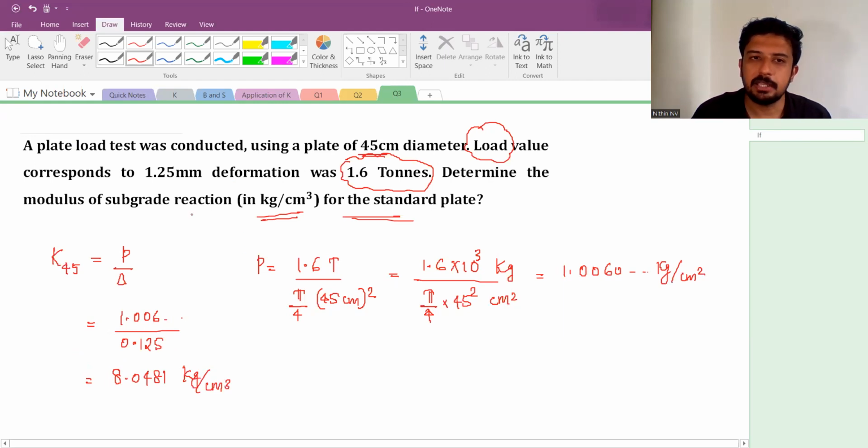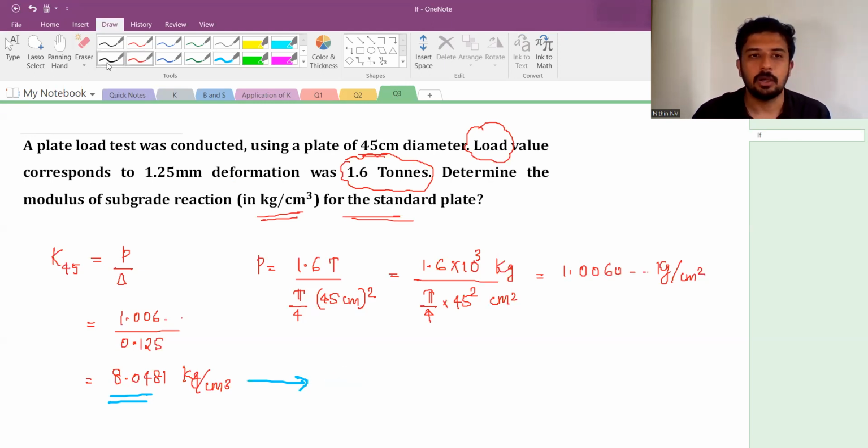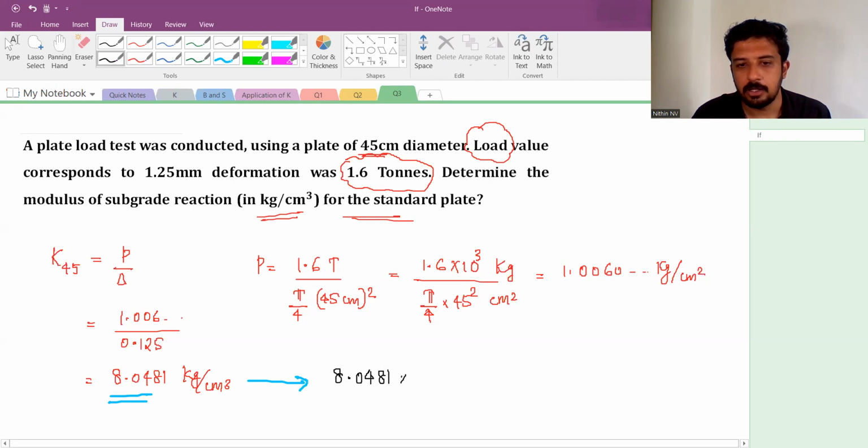Now, is there any practical application for this particular value? No, there is no practical application. Then what we need to do? We need to change it to 75 centimeter diameter. That's what we have discussed before. Now, how to do that? The obtained value, which is 8.0481, into its corresponding diameter, which is 45 centimeter.